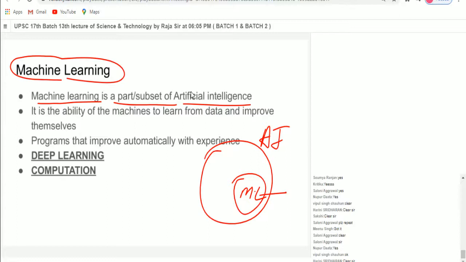Machine learning is basically the ability of the machines to learn from data and improve themselves. If the algorithms can improve themselves, then that is machine learning. It is part of artificial intelligence. Please note this definition also: programs that improve automatically. That is machine learning. Whenever the programs can improve themselves automatically with experience, that is the domain of machine learning.